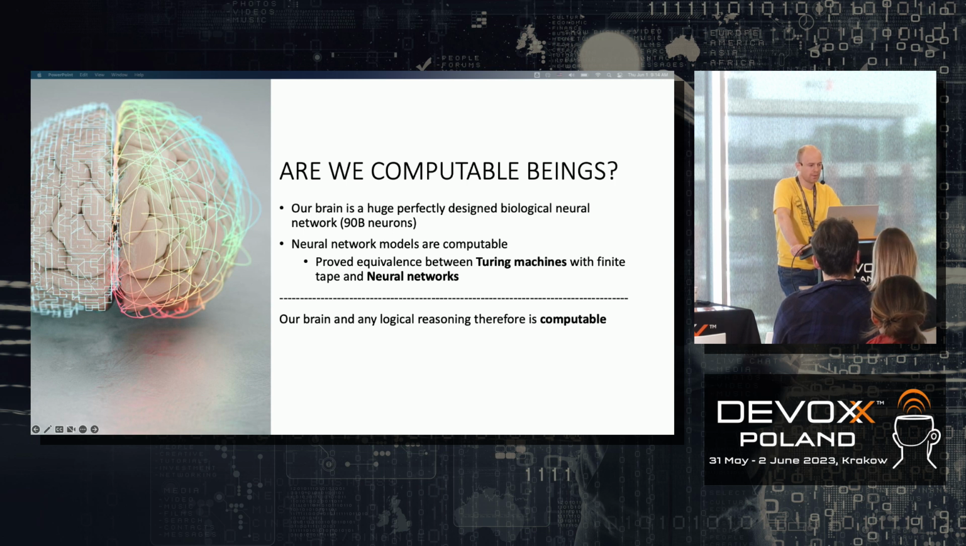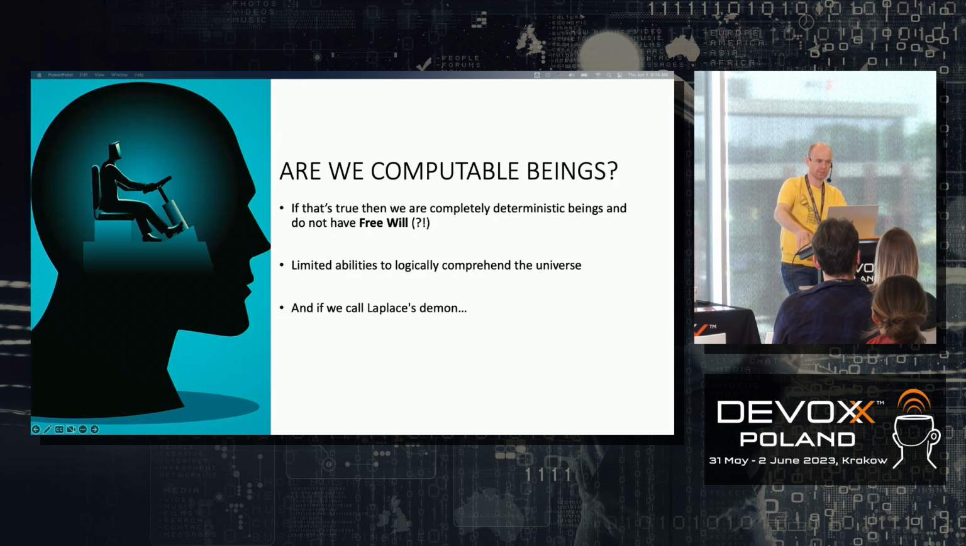And if so, then we have another statement that neural networks can be simulated by Turing machines. There is equivalence between Turing machines with finite tape and neural networks as a state machine. And if so, then it means that our brain and any logical reasoning that we have might be or is computable. You might say, and what? Well, there might be some far-reaching consequences depending on your beliefs.